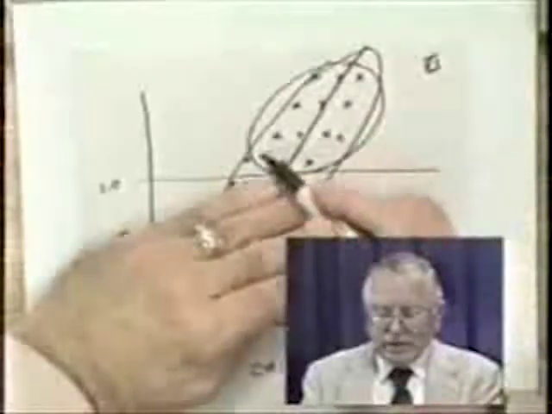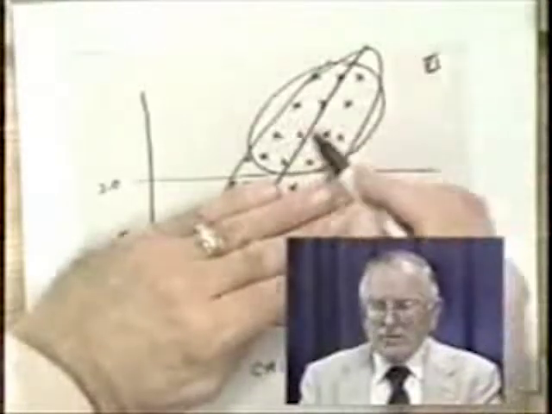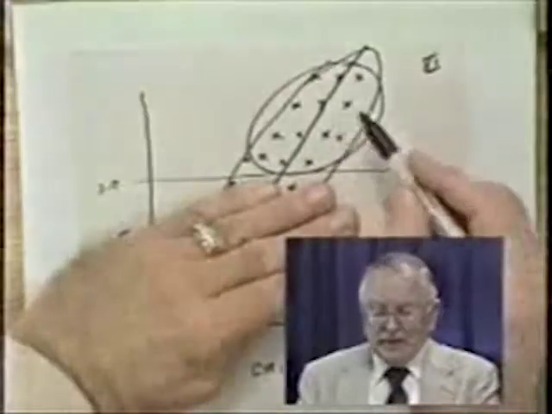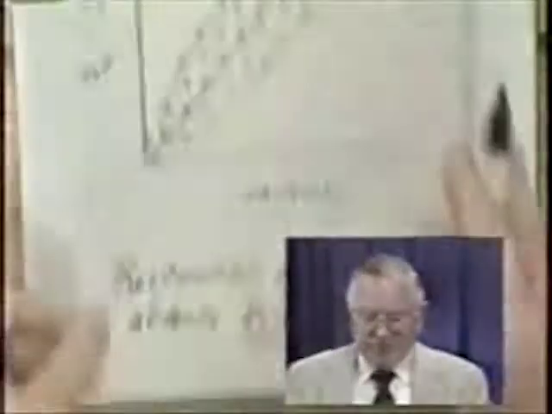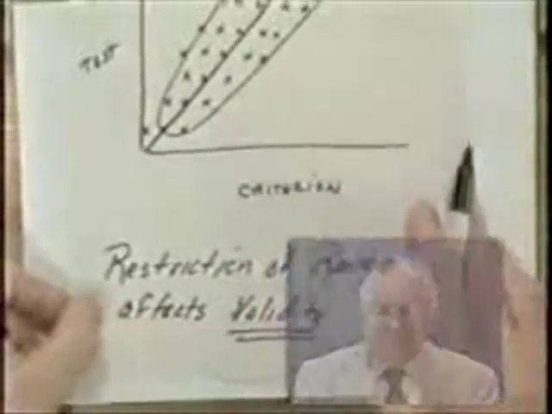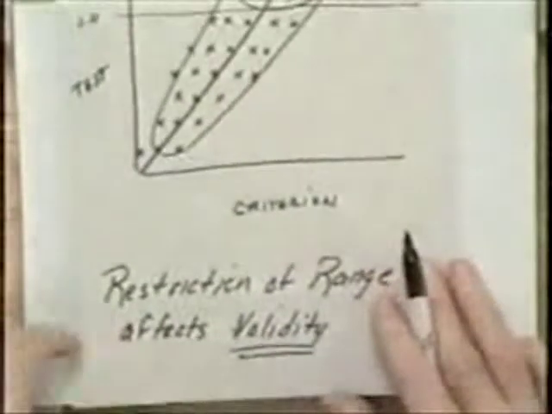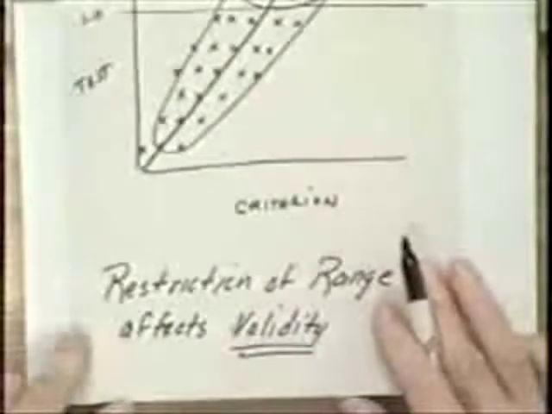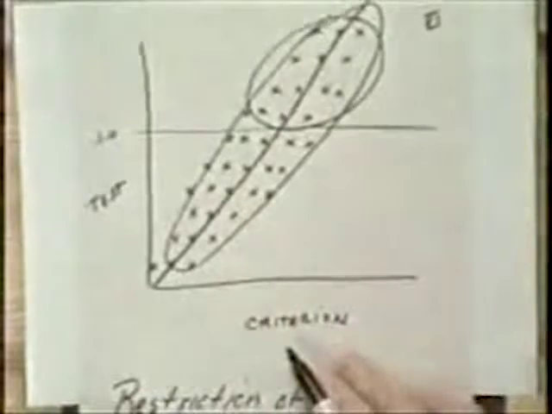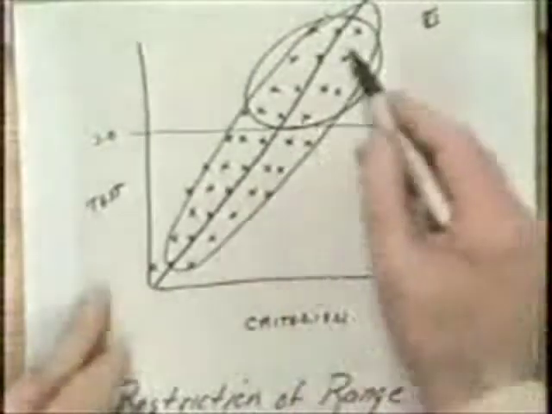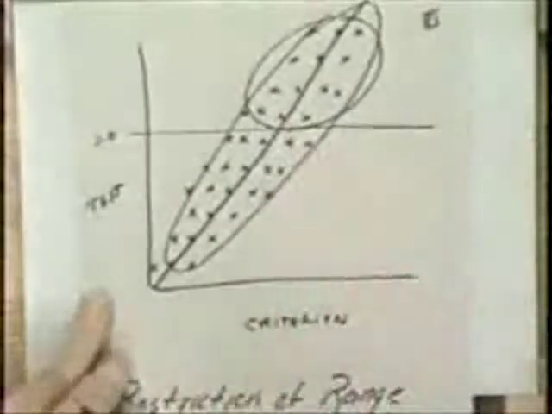Now you see, what happens is we have much more a circle there than we do an ellipse, don't we? In other words, we have done what is called restricted the range. And restricting the range does affect the validity coefficient. So sometimes we might artificially, and that's what we've done here, artificially lower our validity coefficient.